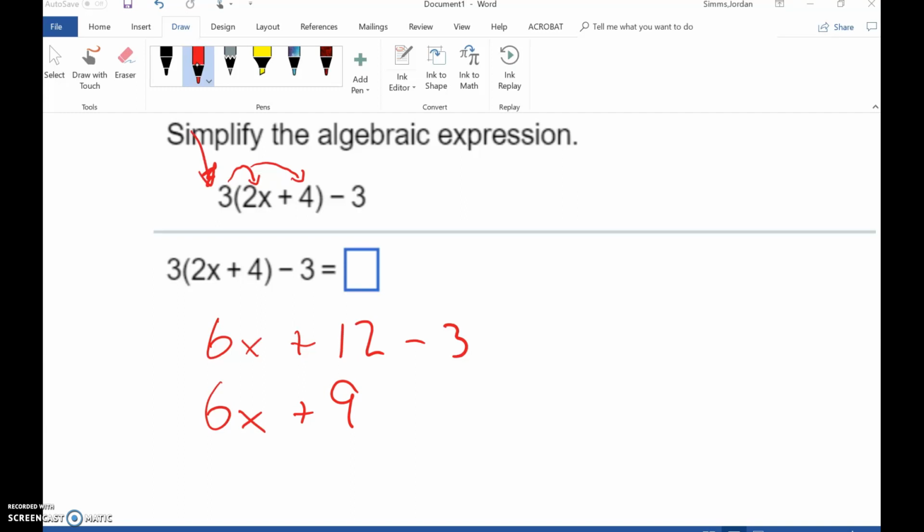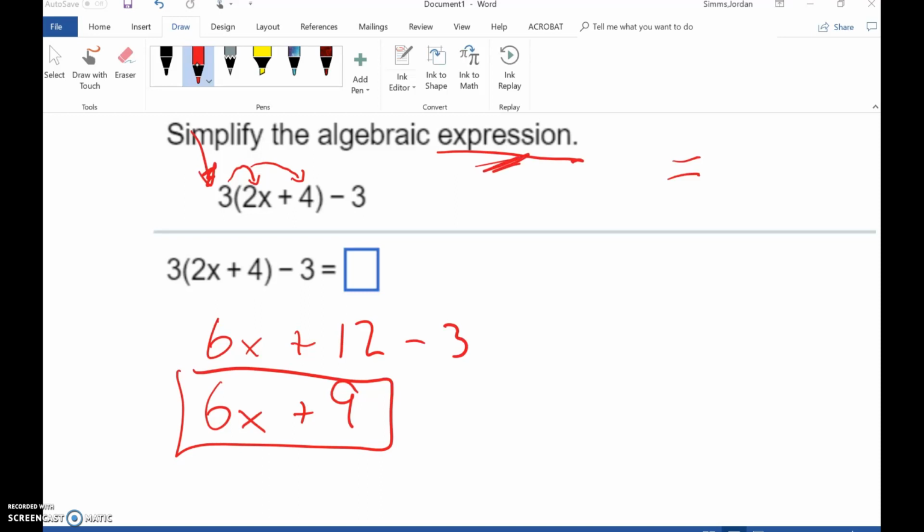So that's it. That's as far as we can go. This is an expression. There's no equal sign. If there's an equal sign, that's an equation, right? Equation for equals. In that case, you would be solving it. We would get x by itself. You would be doing all that sort of thing. This is just an expression.